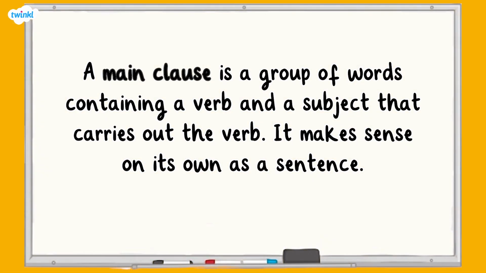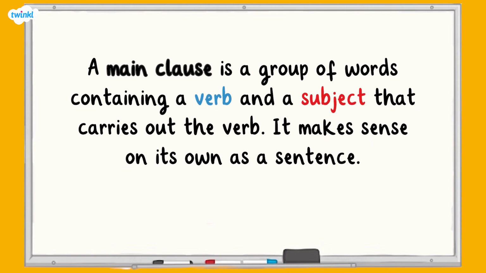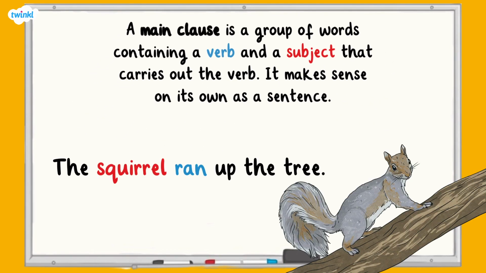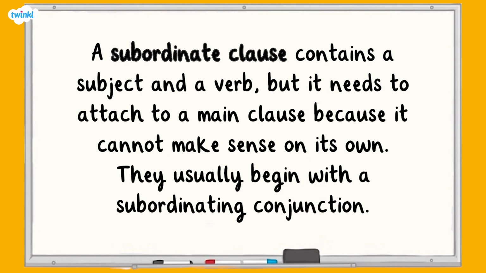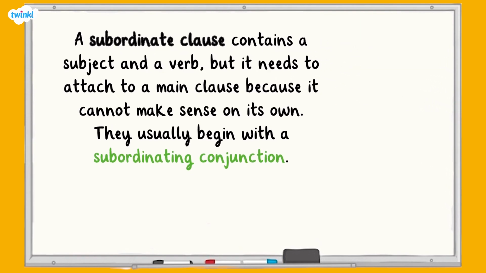A main clause is a group of words containing a verb and a subject that carries out the verb. It makes sense on its own as a sentence. For example, the squirrel ran up the tree. Some children are dancing. A subordinate clause contains a subject and a verb, but needs to attach to a main clause because it cannot make sense on its own. They usually begin with a subordinating conjunction.